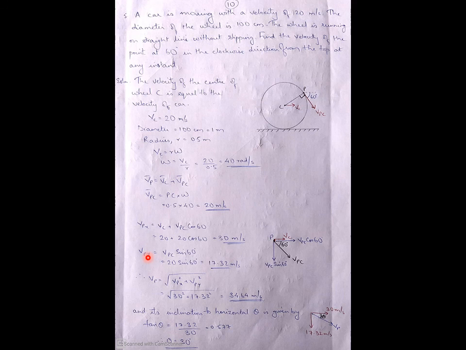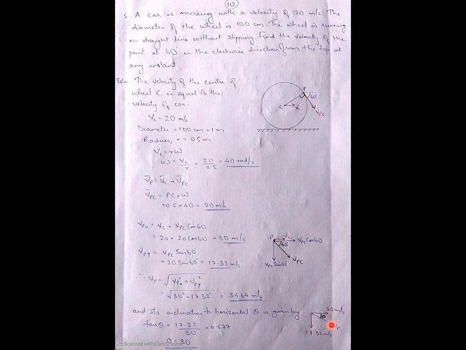Similarly, what is the velocity of P in y direction? This is velocity of PC into sin 60. So you will be getting it as 17.32. So again, simplified form is this one. Velocity of P in x direction is 30 meter per second. Velocity of P in y direction is 17.32.